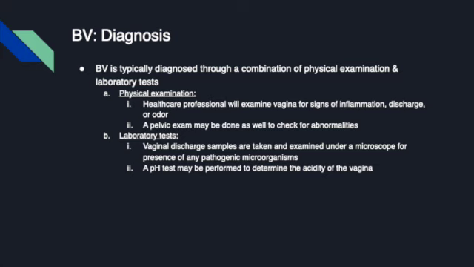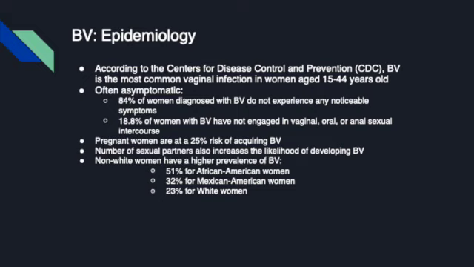BV is a very common vaginal infection. According to the Centers for Disease Control and Prevention, or CDC, BV is the most common vaginal infection in women aged 15 through 44 years old. It is often asymptomatic. 84% of women diagnosed with BV do not experience any noticeable symptoms, and 18.8% of women have not engaged in vaginal, oral, or anal sexual activity. Pregnant women are also at risk for developing BV, with rates as high as 25%. Also, the likelihood of developing BV increases with the lifetime number of sexual partners.